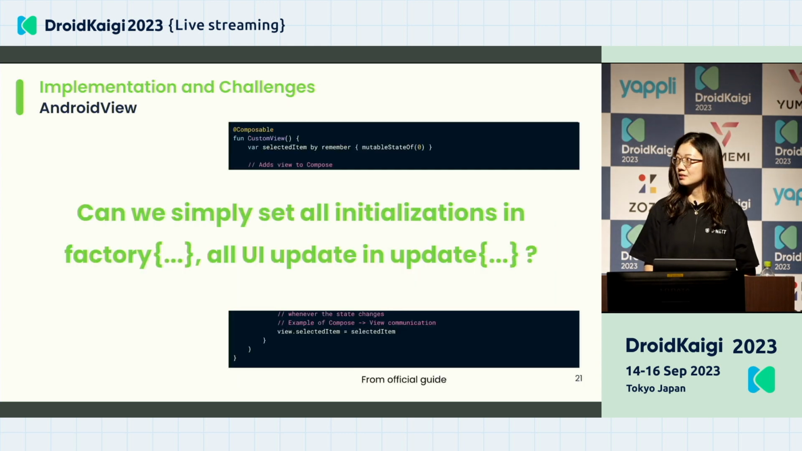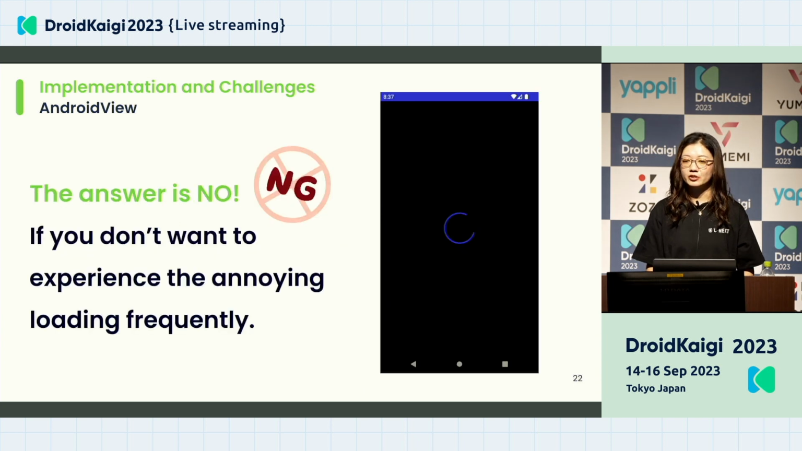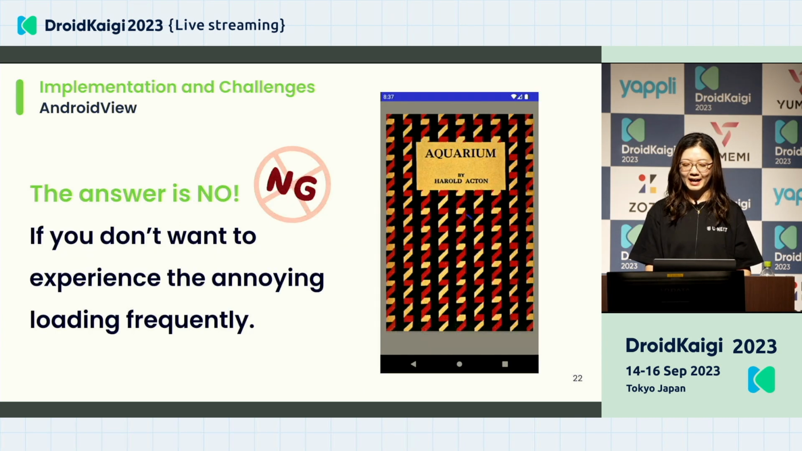Okay, here comes the first question today. Can we simply set all initializations in factory block and all UI update in update block? The answer is no. If you don't want to come across the reloading every time state changes, rotation changes, or any other triggering event occur. This approach also will face other performance issues.